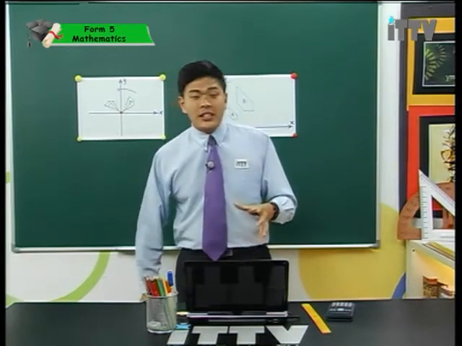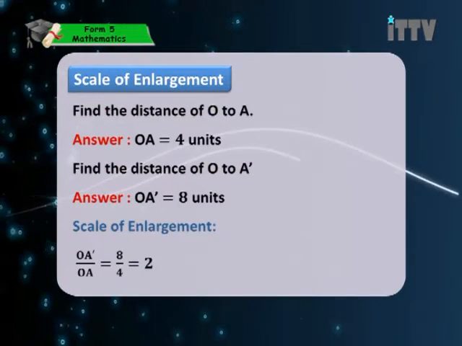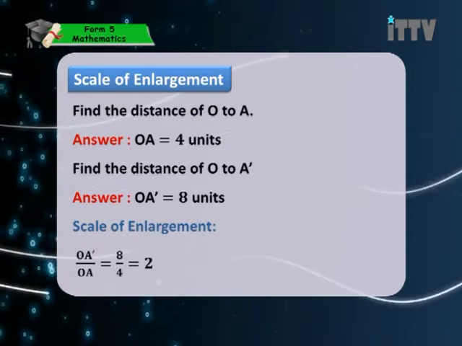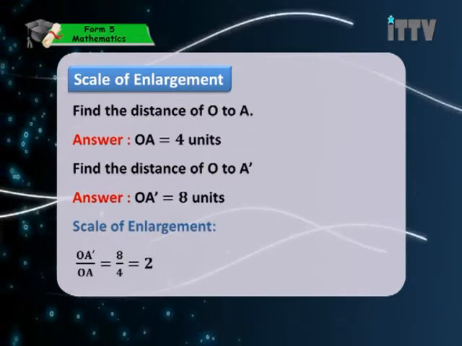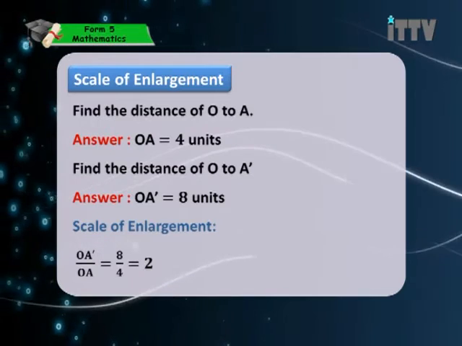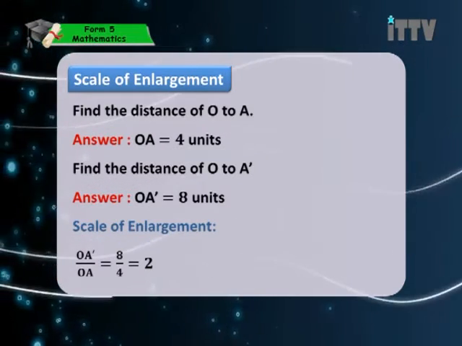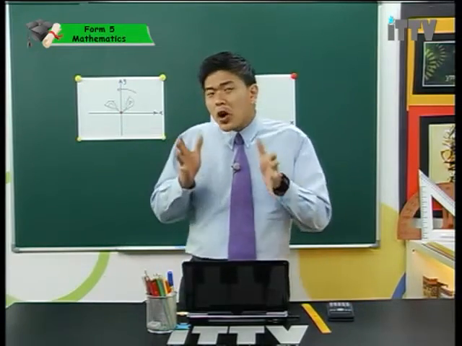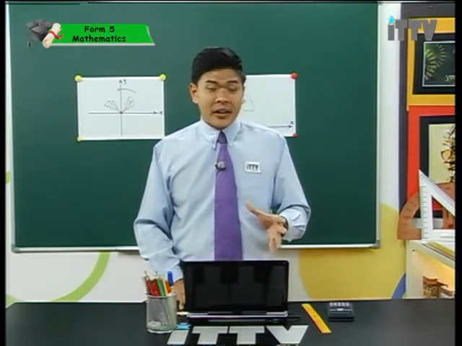Now let's go through this example and the details again. Find the distance of O to A. Answer, OA equals 4 units. In the earlier diagram, find the distance of O to A prime. Answer, OA prime equals 8 units. Scale of enlargement: OA prime over OA, or 8 to 4, equals 2, which means the image is double that of the object. So all we have to do is compare certain lengths and ratios, and we will get the scale factor.